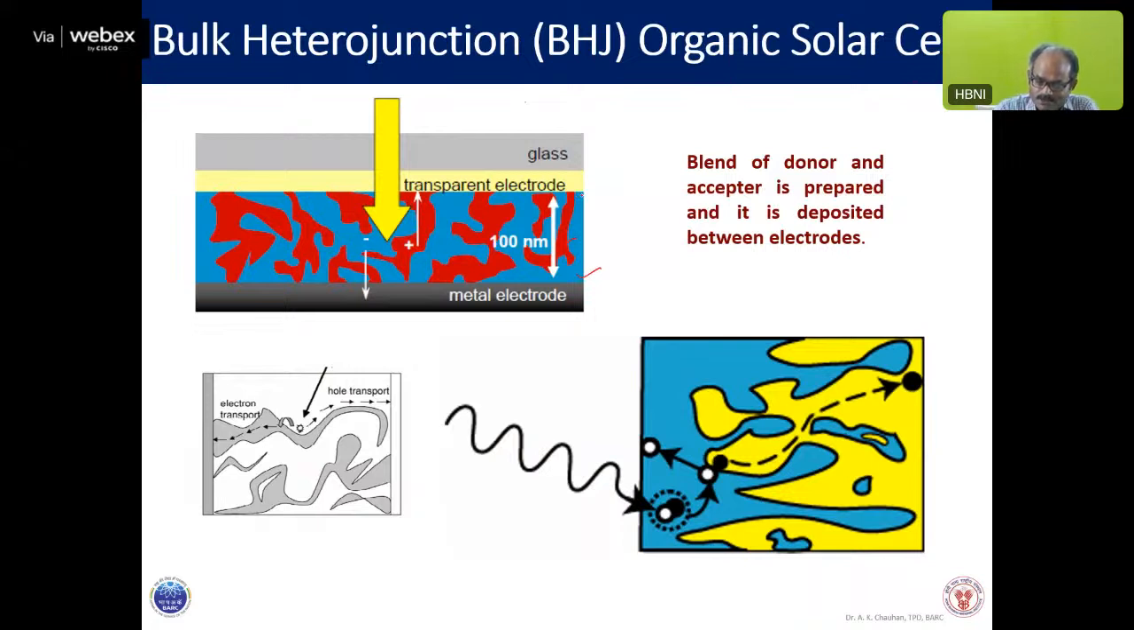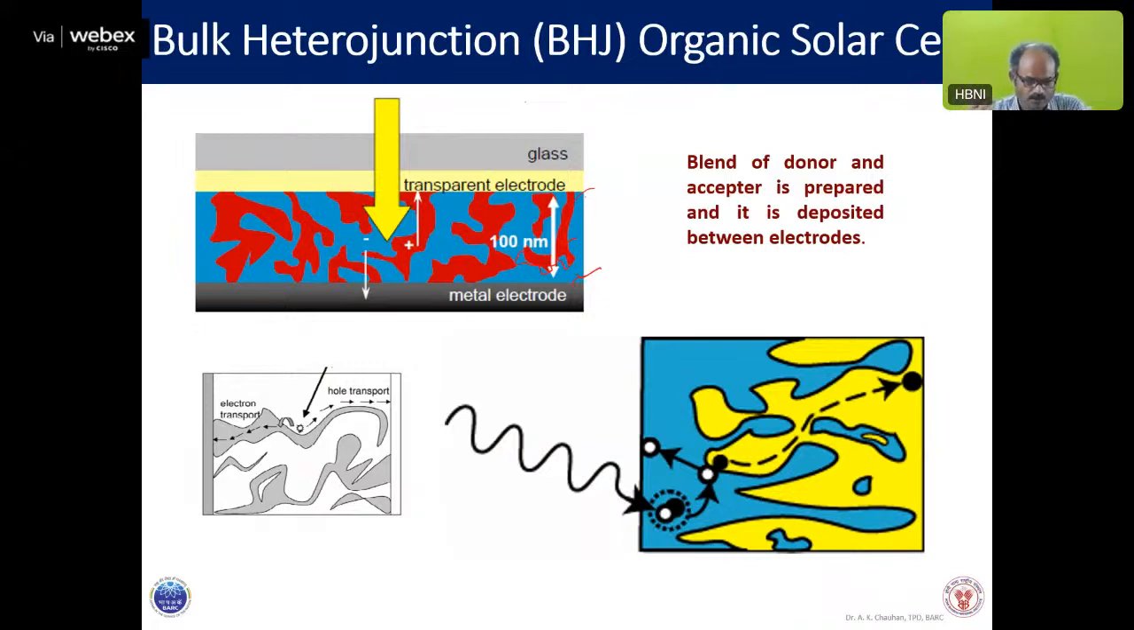Now effectively you are increasing the boundary, and the exciton dissociation takes place at the boundaries only. So though the thickness is 100 nanometers only, you have increased the area where the boundaries exist. So if an exciton is formed anywhere in this material, it can reach the boundary and get dissociated into the electron hole pair.